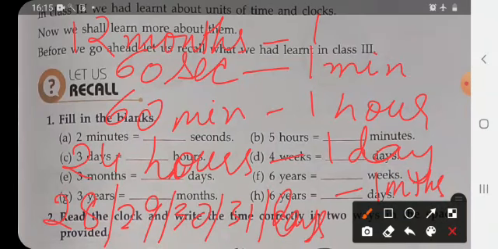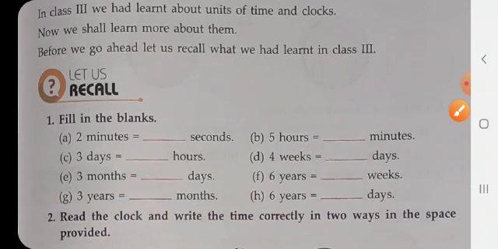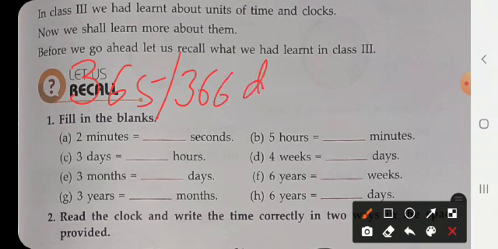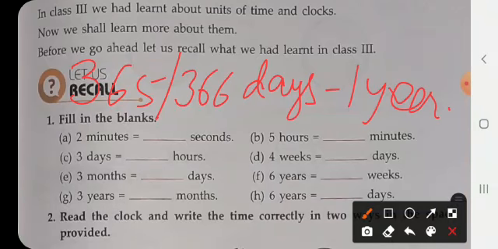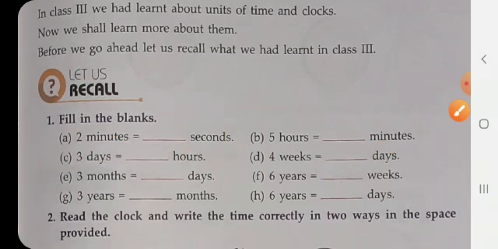make 1 year. Or in other words, we can also say that 365 or 366 days also make 1 year, right? Or we can say 52 weeks make 1 year. Now this is the actual calculation that we need to do. Now we'll study how to calculate time.